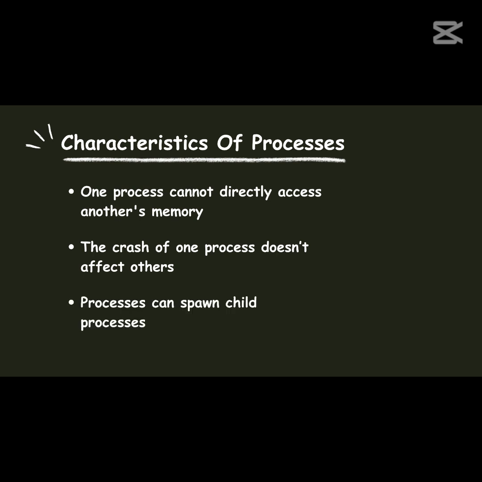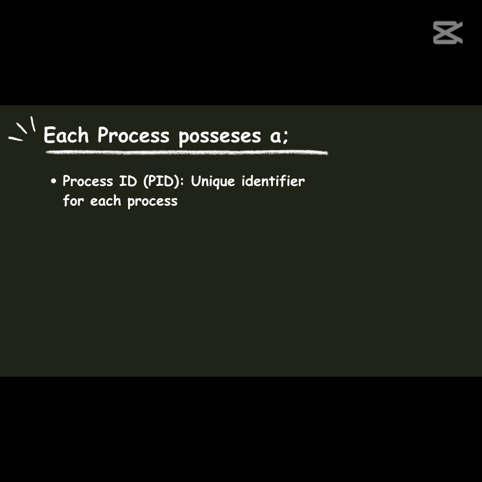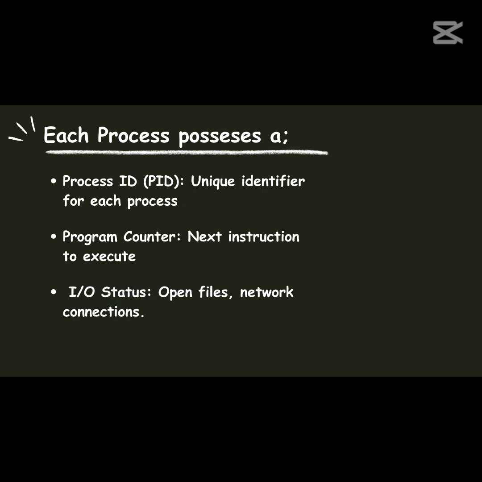And a process can spawn a child process, just like how we can launch a terminal inside of VS Code. Each process has a process control block stored in kernel memory, and inside of that process control block we can find the process ID, which is the unique identifier for each process. We can find the program counter, which contains the next instruction to execute. We find the memory limits, which are code, data, and stack boundaries associated with that process. We see the open files and network connections that are related to that process, and last but not the least, we see the user or group privileges associated with that process.